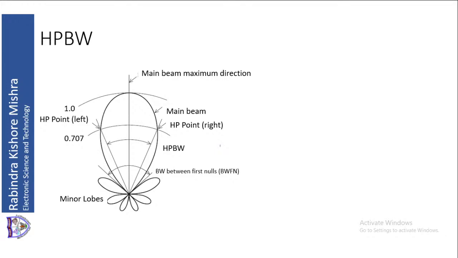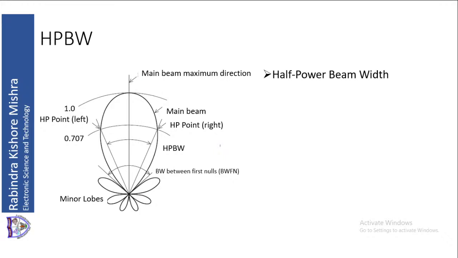Now look at the main lobe. Maximum power is for 1. When E is equal to 1, we get maximum power, and E square is equal to 1. So there we get maximum power. Then E square is equal to 1 by 2, which means E is equal to 1 by root 2. If you calculate it, it will be 0.707. So on two sides of the peak value, which is 1, there will be points which are 0.707.